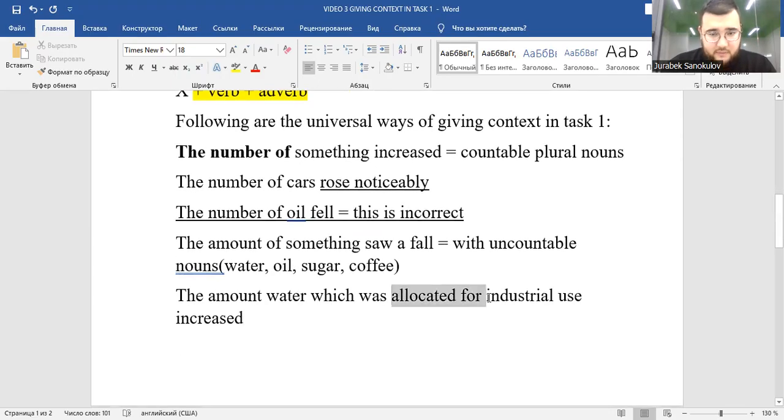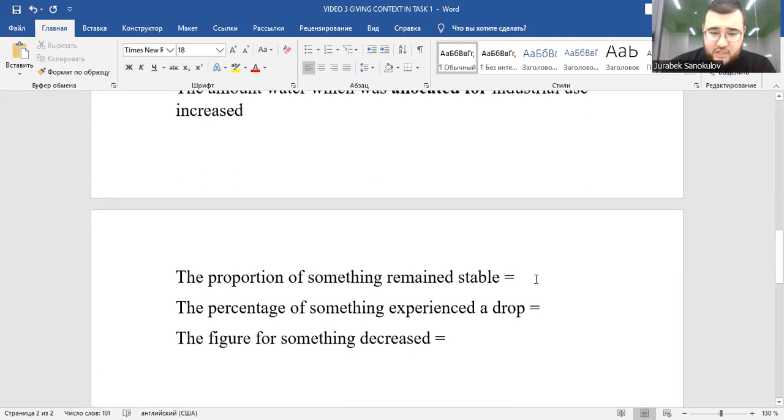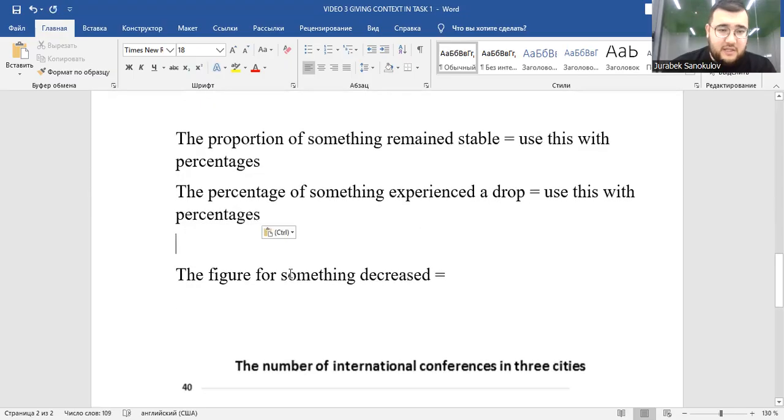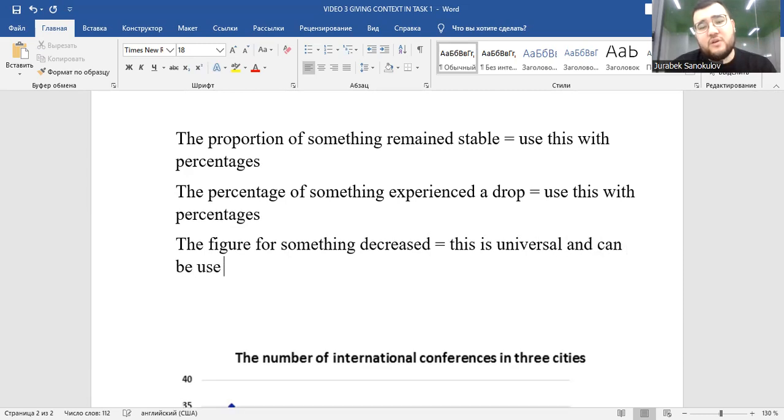So allocate basically means give. And you can use the word proportion with percentages. So anything related to percentages, if the graph includes percentages, you can use the word proportion. The same thing happens with percentage, and the figure for this is universal, and can be used to replace any of the above, let's just say.